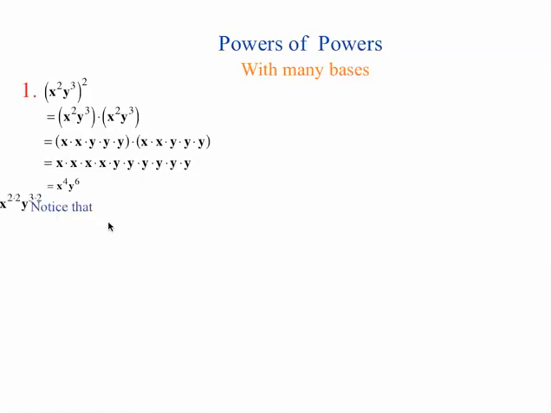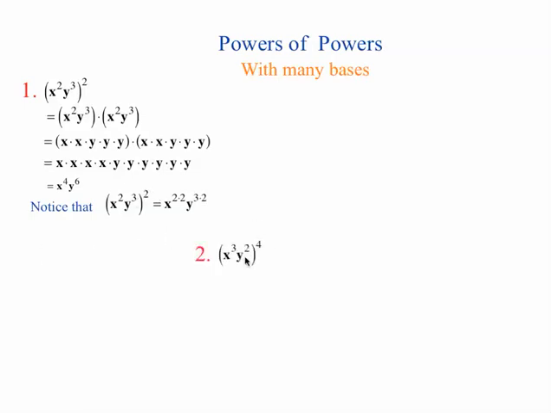Now notice that x to the 2, y to the 3, all to the power of 2 is the same as if that 2 came in and multiplied the 2 to give us x to the 2 times 2, and multiplied the 3 exponent, giving us y to the 3 times 2. It's like the 2 distributed to multiply each of these exponents.